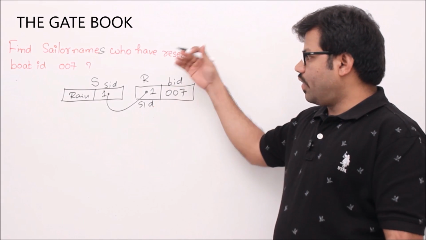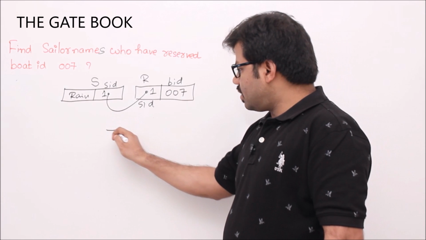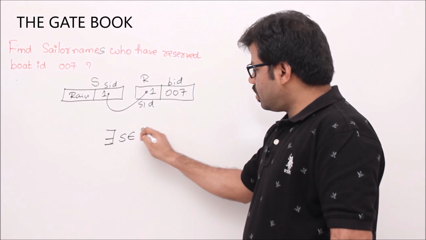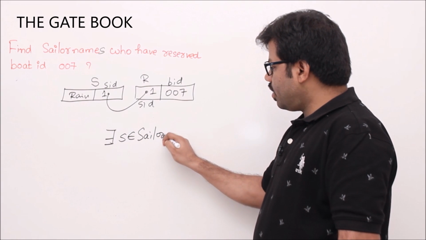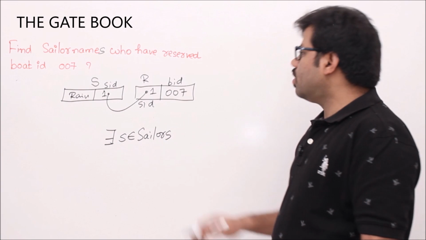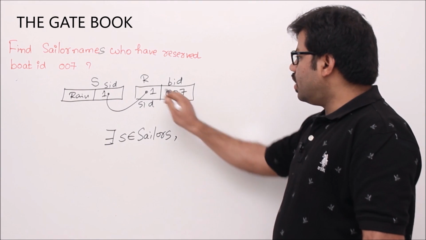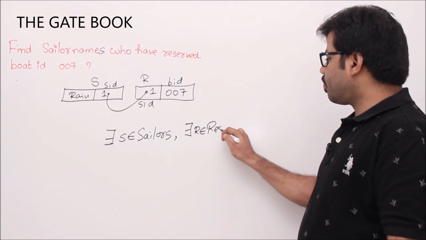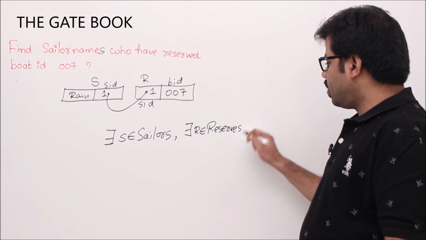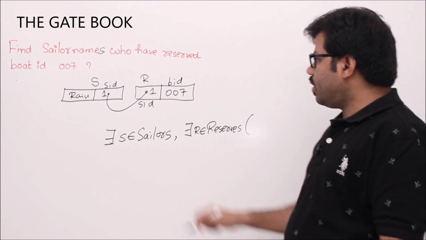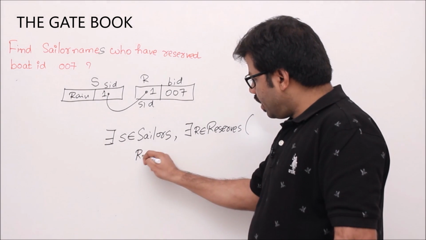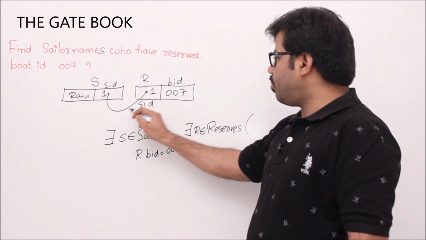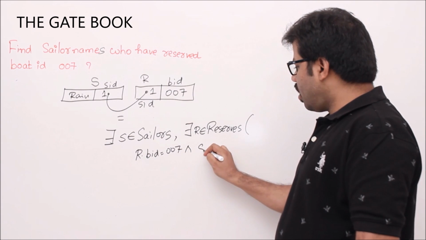Okay. Now we'll see how to write the query finally. There is some S belongs to sailors. Now you can understand what does it mean, right? That means there is some sailor tuple, comma, there is some reservation tuple. I am seeing one reservation tuple. There is some reservation tuple such that what should happen, that R dot BID equal to 007, and one more thing should happen, that is equality between S dot SID and R dot SID.